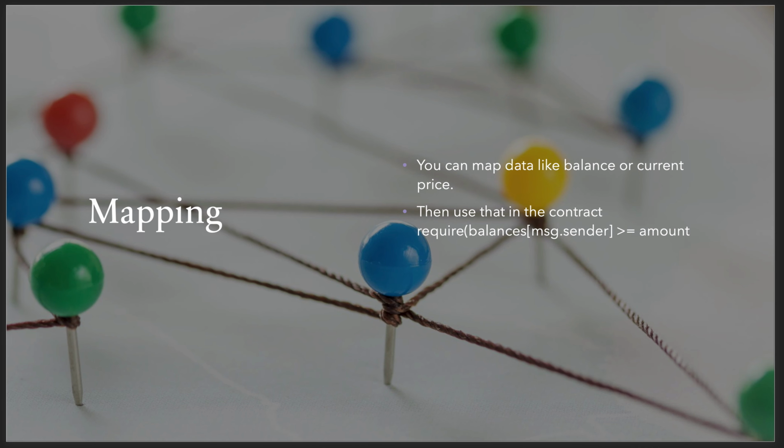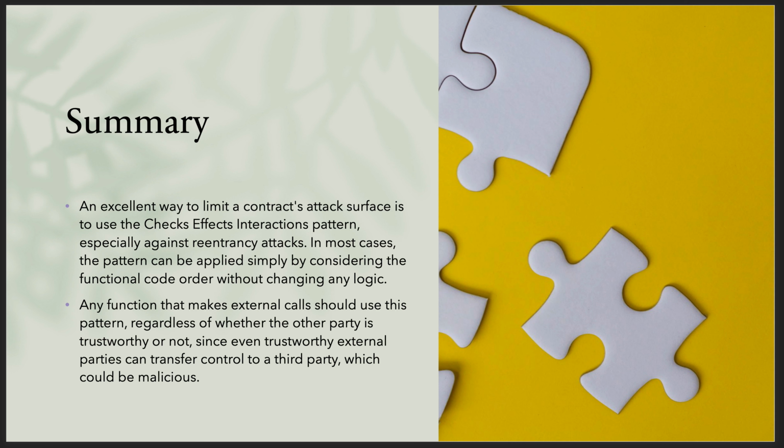Now, the neat part is you can usually use mapping. And again, mapping can be off-chain or on-chain data. So you can map that data like balance or current price by using requires and make sure that it's greater than or equal to whatever balance you've got. So it's a neat process where you can go through, map what you need to do, store it temporarily as a variable, and then go through that process of making sure everything is ready to move out of the house when you get to that point.